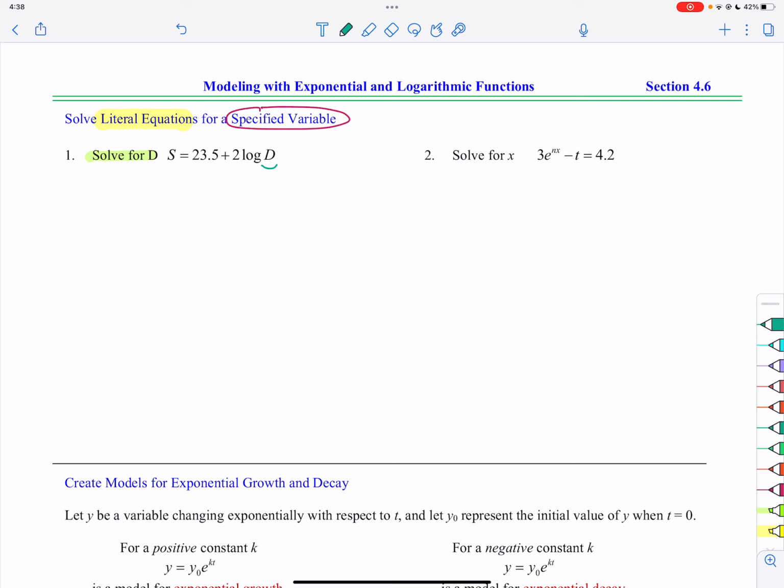So we'll start moving terms away from D. Let's subtract 23.5 from both sides. And we just need to divide both sides by 2.